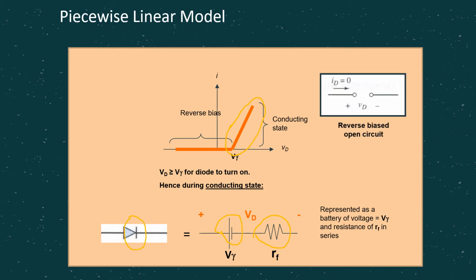For the reverse bias, it's just the same for the three models, where under reverse bias condition, the diode is replaced with an open circuit.